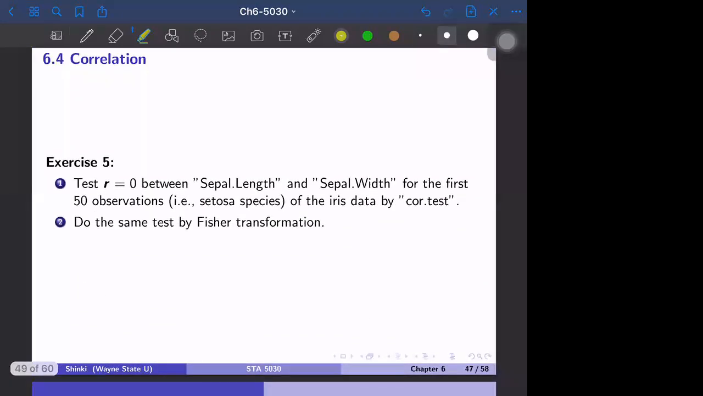So you can either use the cor.test function, which uses a different approximation for the sample correlation coefficient, or you can just use Fisher's transformation. I will ask this in the quiz or the homework.